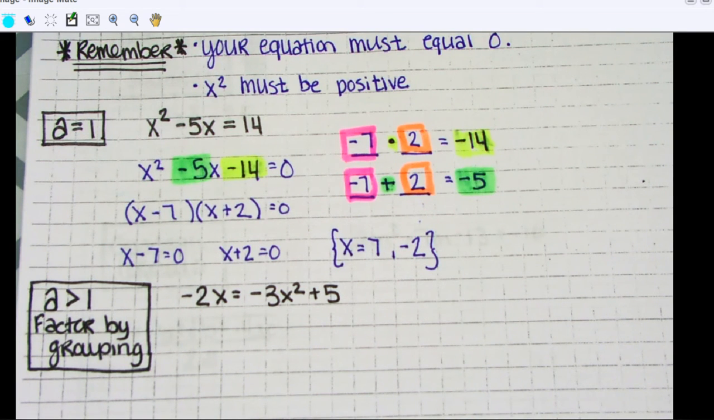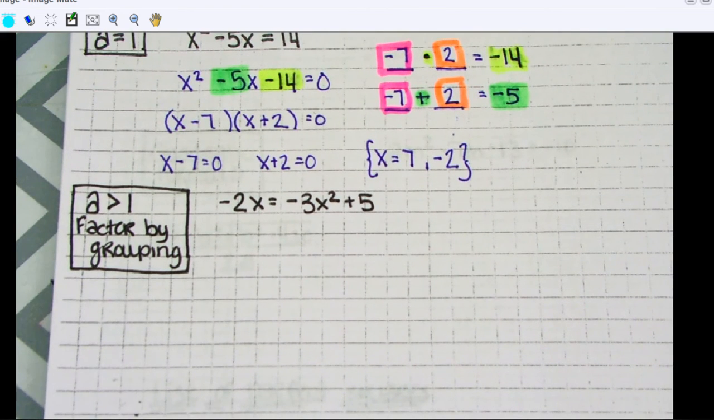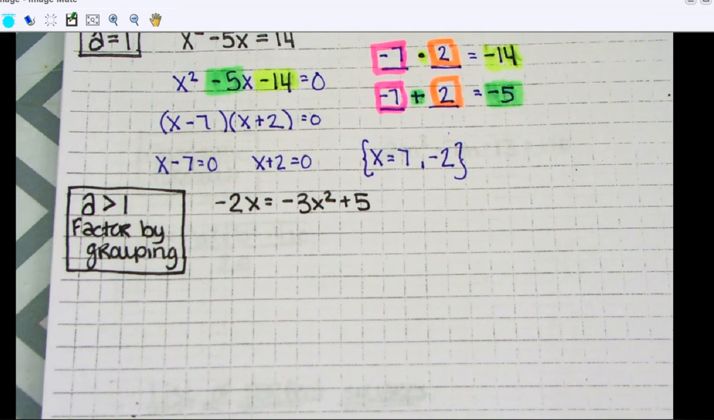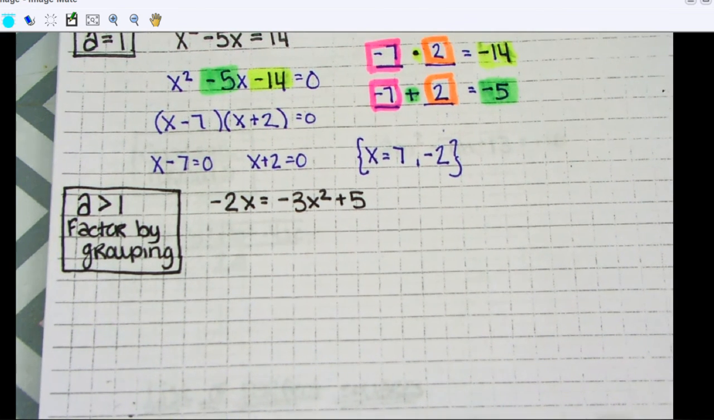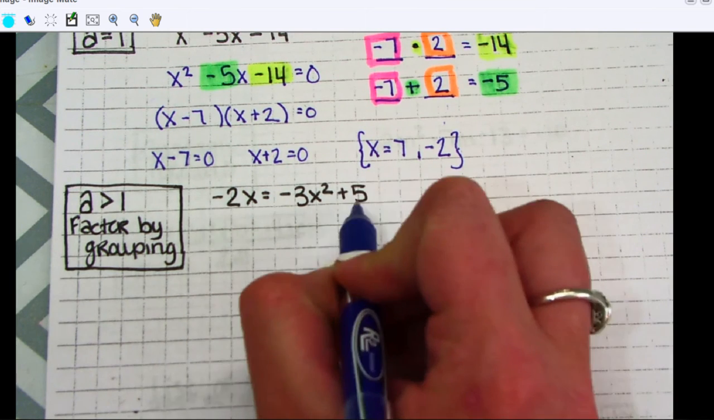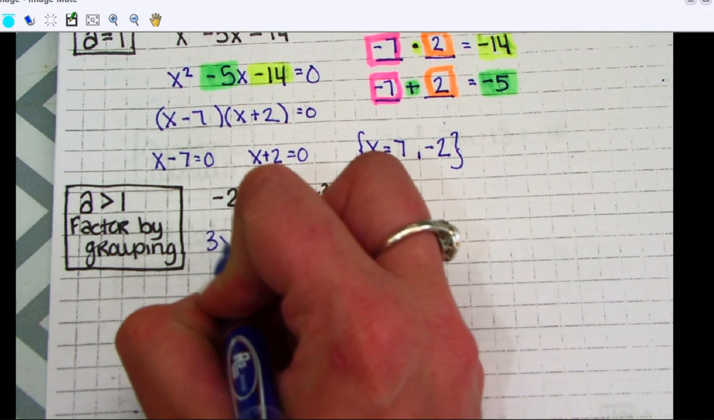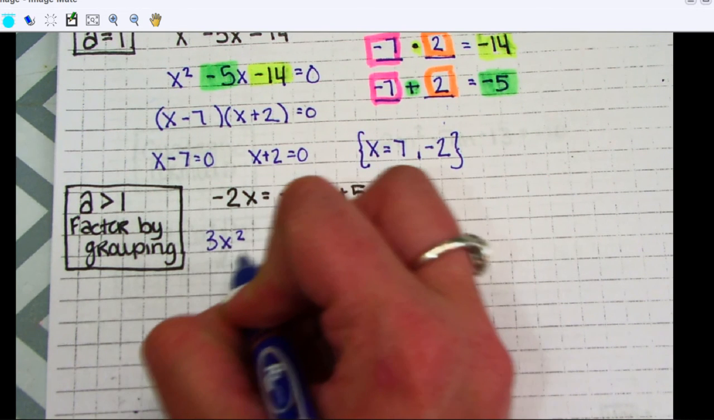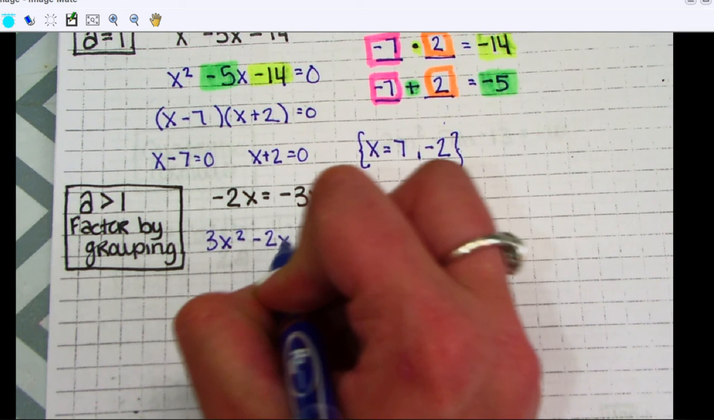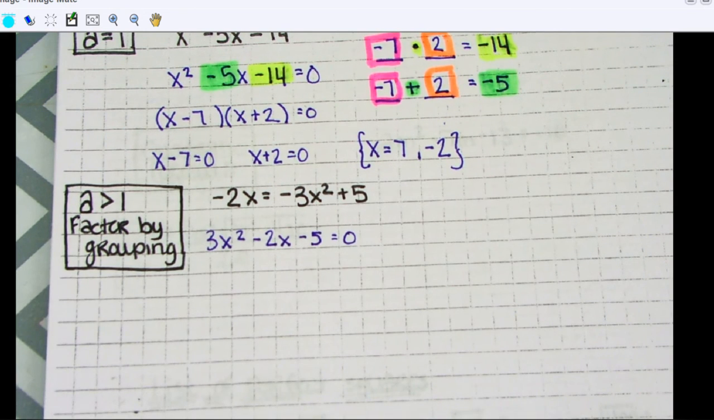Now, if A is greater than 1, factor by grouping is the way to go. So we'll start this example. We probably won't finish it, but that's okay. So what do we have to do first for factor by grouping? Yes, I have to move this term and this term. My x squared value is negative. To make my life easier, I want it to be positive. So 3x squared, I'm going to keep that, negative 2x, subtract 5. Since there's an equal sign, it has to stay in your problem.